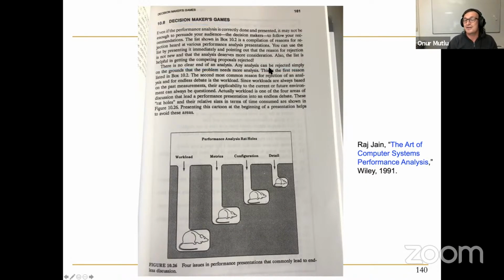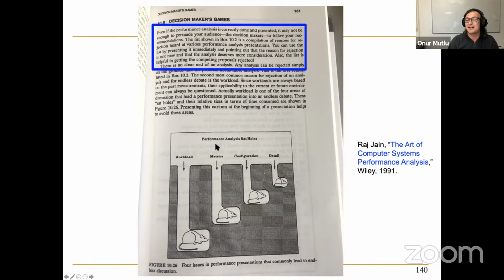The second most common reason for rejection is workload. And that's what the reviewers are also doing, right? Oh, the workloads. I don't believe the workloads. And they're doing it in a very bad way, in a very subjective way, right? Since workloads are always based on past measurements, their applicability to current or future environments can always be questioned. Actually, workload is one of the four areas of discussion that lead a performance presentation into an endless debate.